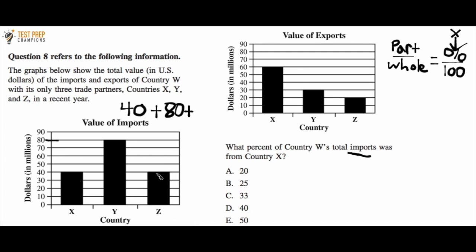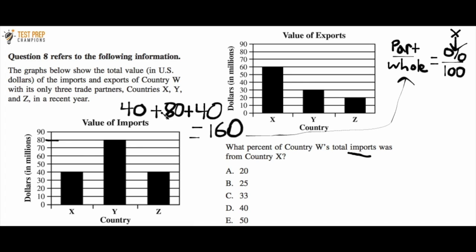So for country Z, we see that the value of country Z's imports is also 40, okay? To figure out the whole, we're just adding up country X, country Y, country Z to get the total value of the imports. So 40 plus 80 plus 40 is 160, all right? And yes, I did that with a calculator before I started recording. I didn't just do that in my head. So for the whole, we're going to put in 160. The whole value of the imports, we just added that up and got 160.